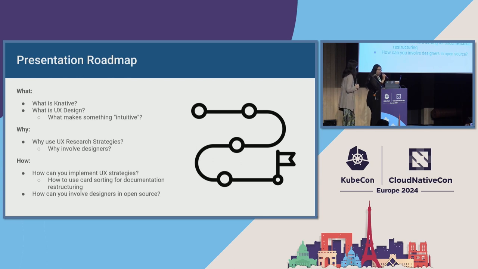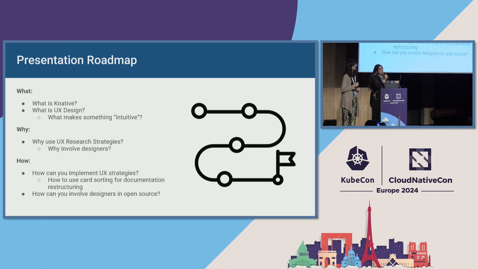Before we get into the guts of our presentation, we wanted to give you a roadmap and an idea of the questions that you should have answered by the end of these slides. The three main questions are what, why, and how. First of all, we're going to cover what is Knative, so that you know what the documentation we are restructuring is. Next, we're going to give you an overview of what UX design is, since I'm assuming most of you do not have a design background. We're going to be covering some buzzword topics, for example, how to make something more intuitive or user-friendly.